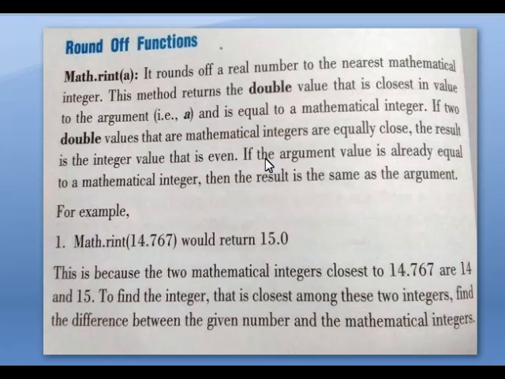See, for example, Math.round of 14.7 will return the output as 15.0 because the number after the point is greater than 5. So it will round the value as 15. This is because the two mathematical integers closest to 14.7 are 14 and 15. To find the integer that is closest among these two integers, find the difference between the given number and the mathematical integers.